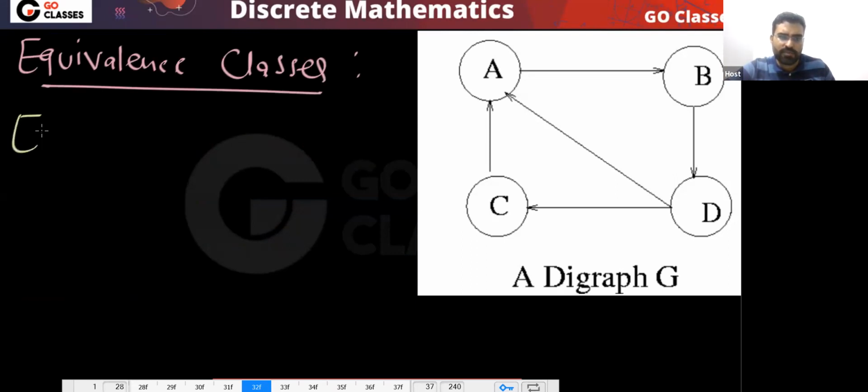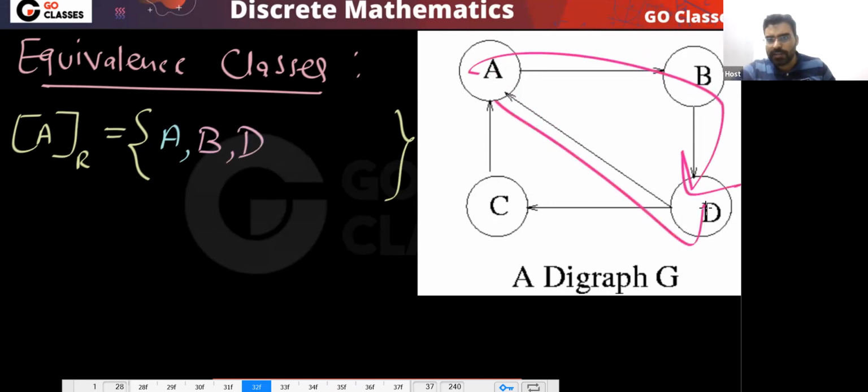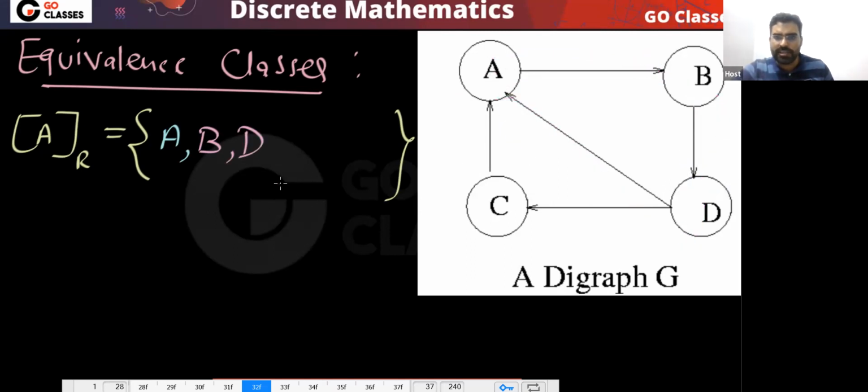What is the equivalence class of A? Tell me the equivalence class of A. Equivalence class of A means everything to which A is related. A is related to A. You can notice there is a path from A to B and from B to A, so A, B are strongly connected. A, D are strongly connected too: there is a path from A to D and from D to A.